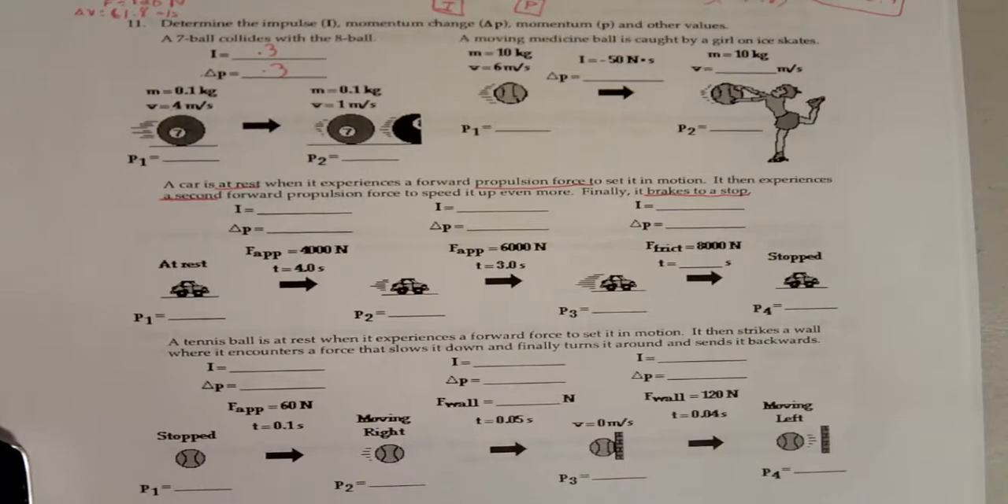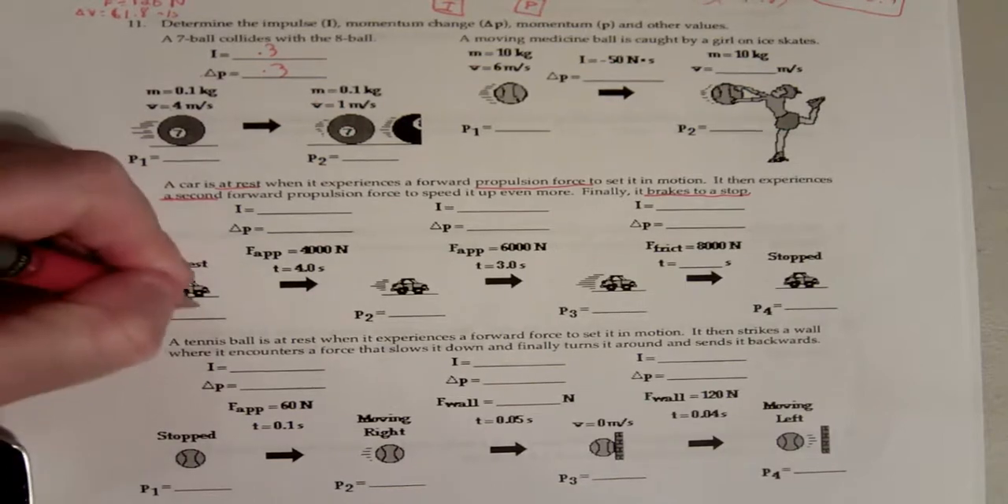So right off the bat, we know what the momentum is when it's at rest, because momentum equals mass times velocity. If the velocity is 0, momentum should be 0, right? Bam.